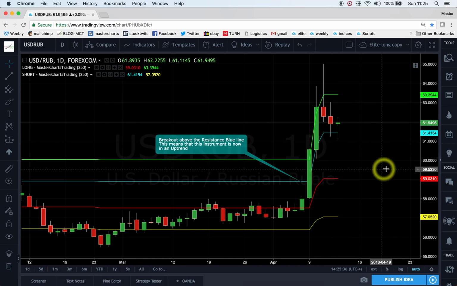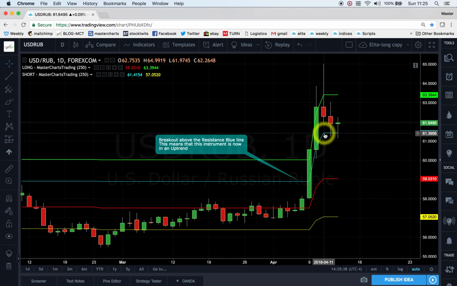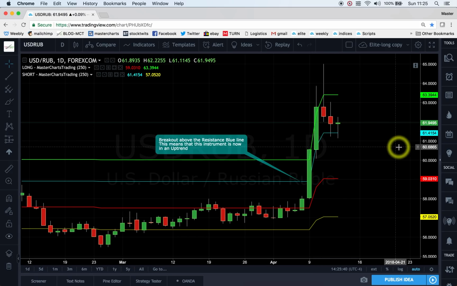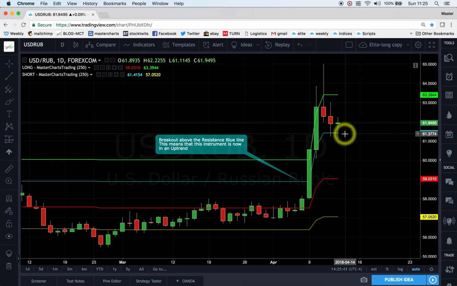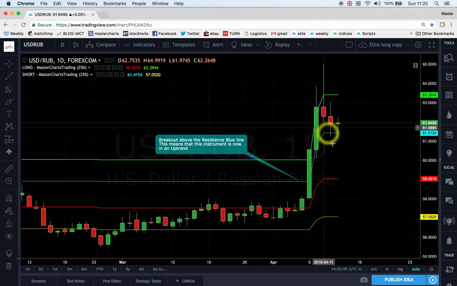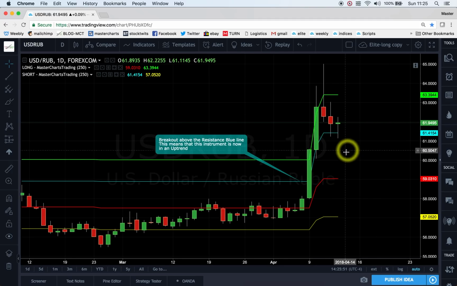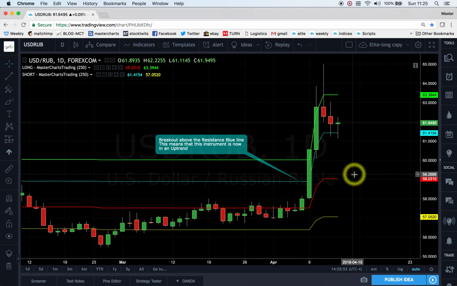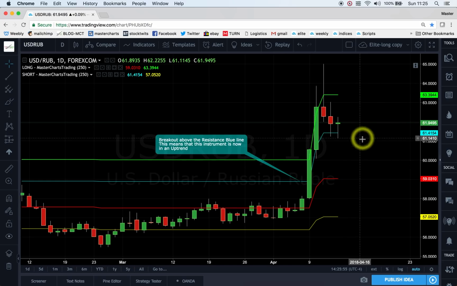So pullback buying, you can see already is materializing at the support, I think, at around 61.41. I think we could still pull back a little more, but this is a bullish chart, so I would be buying this chart, not selling this chart. In other words, I would be betting on the continuation of the US dollar gaining versus the ruble.